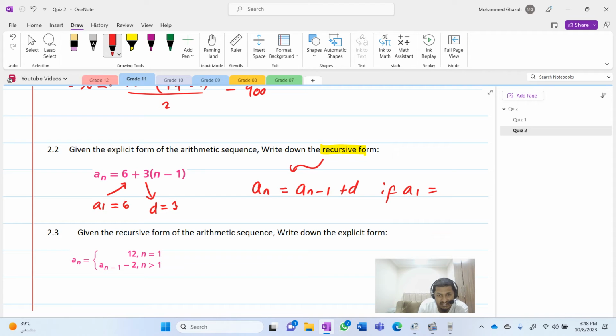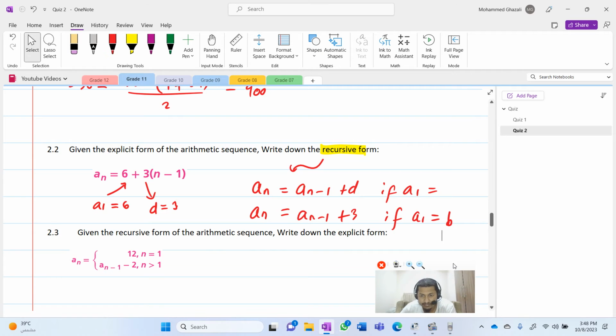So what's AN? AN is equal to AN minus 1. What is D? Plus 3 if A1 is equal to. You have to write what's the first term. Otherwise we will not be able to generate second, third and fourth terms. So if a1 is equal to 6, in this case it is 6.